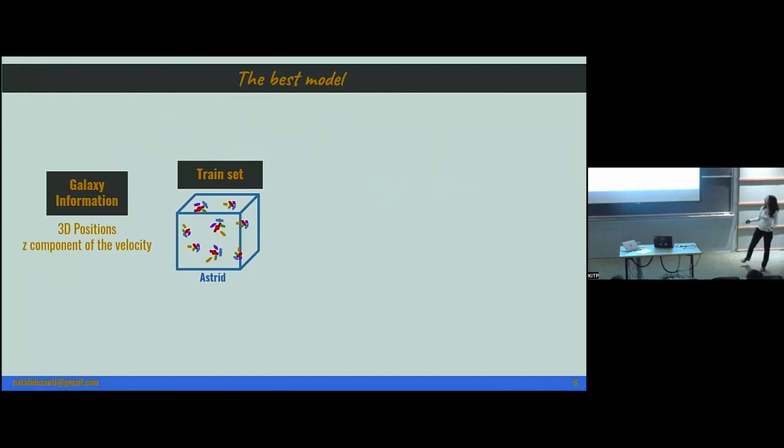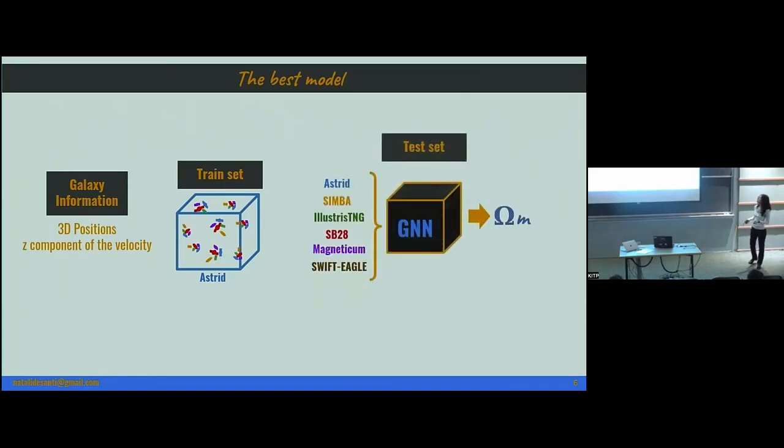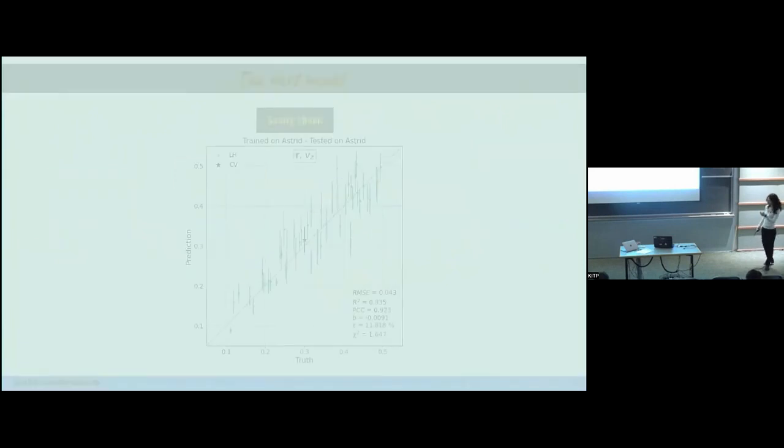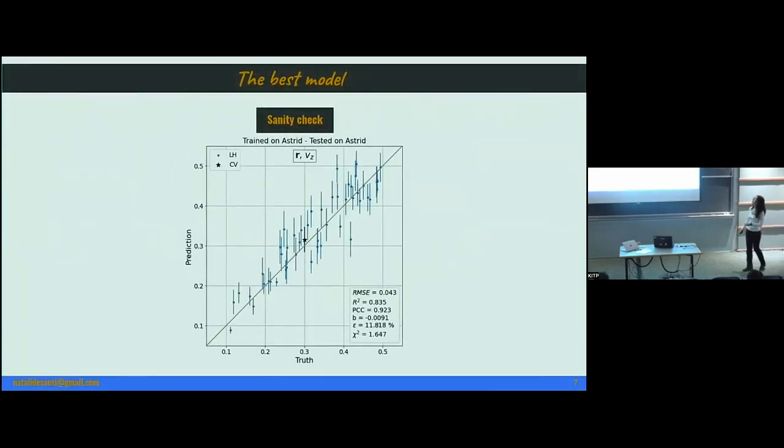Then we have to choose one subgrid physics model, and we are choosing the Astrid hydrodynamical simulations. The idea is to test this model and see if it can overcome the differences in these 5 subgrid physics models to predict omega matter. And the answer is that, yes, we have a model which is pretty much robust. Here you are taking a look at one of our best results, for our best model.